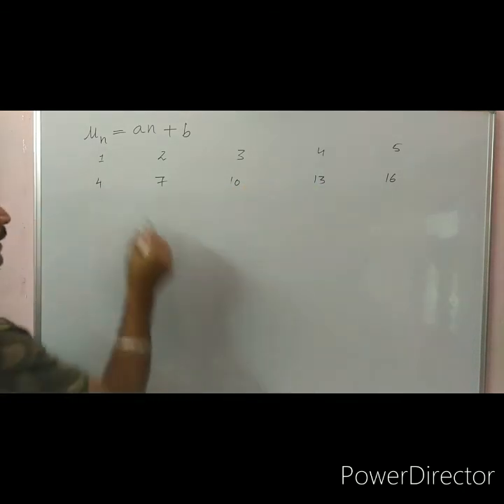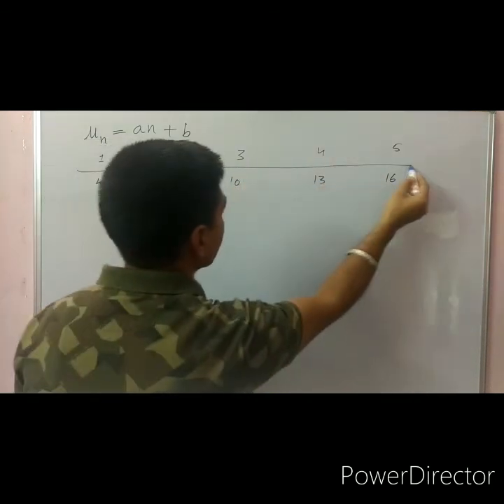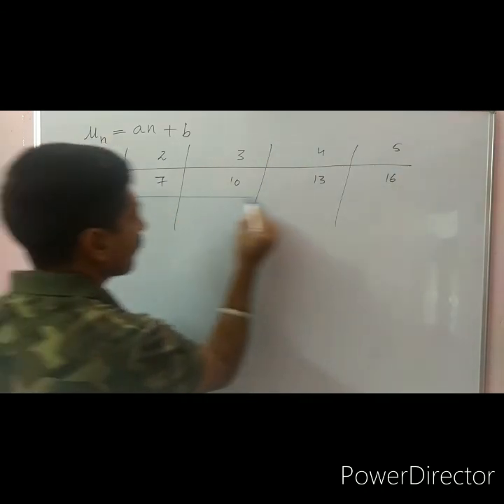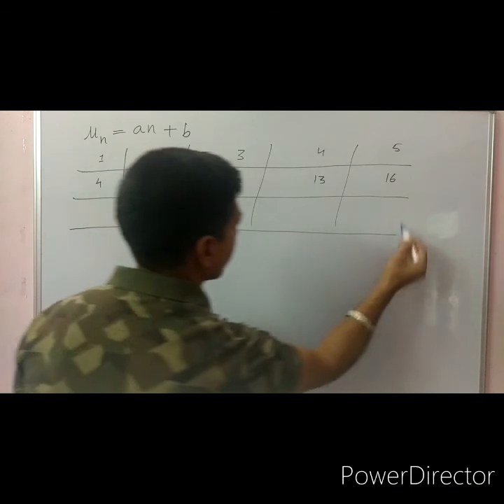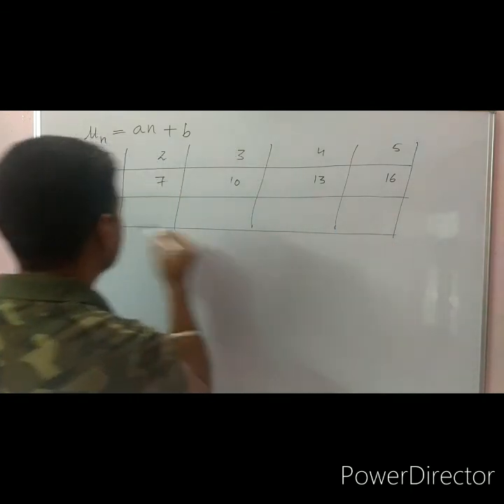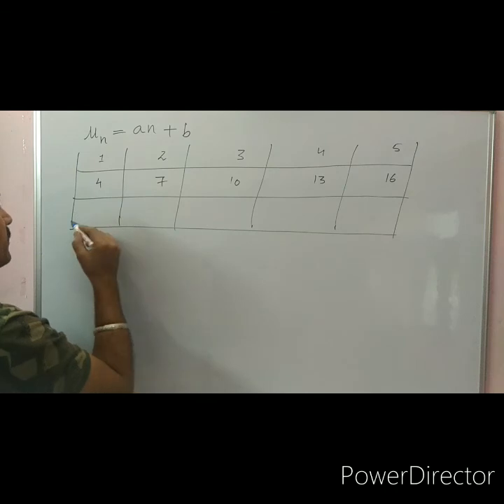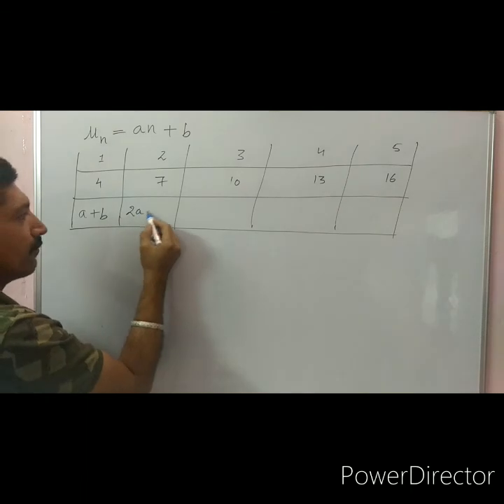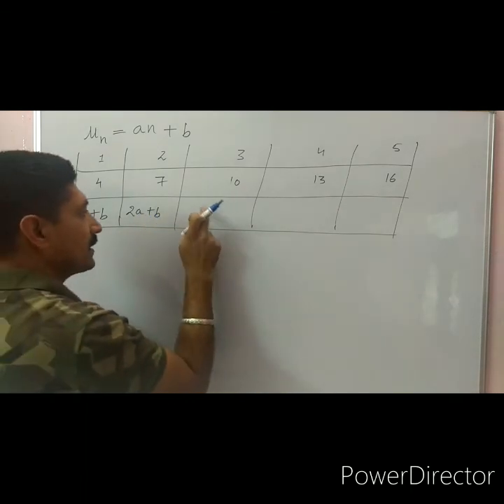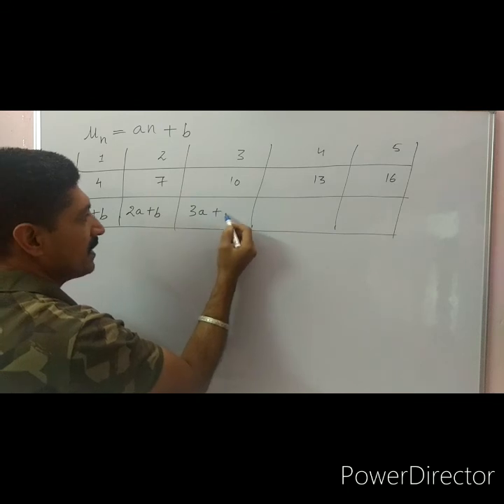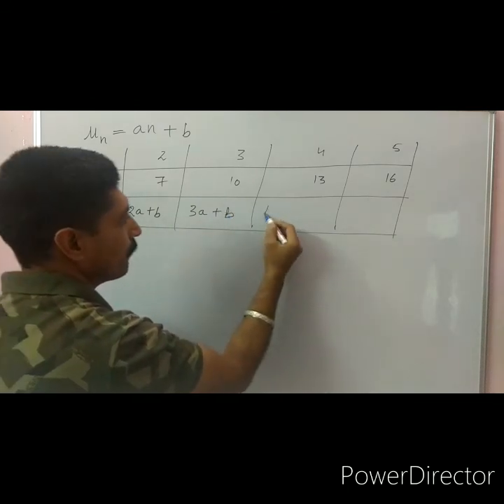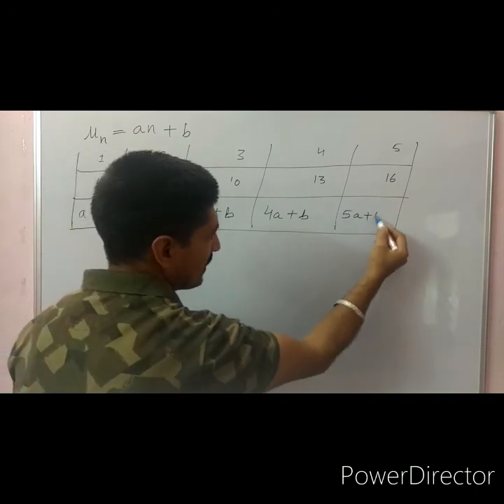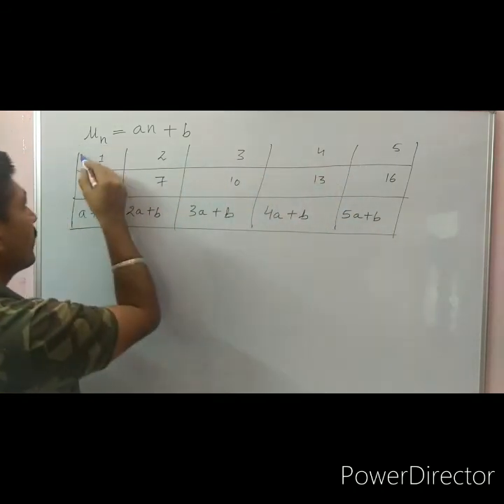We can compare these terms with, let the first term be equal to a plus b, second term is twice of a plus b, the third term 3a plus b, fourth term 4a plus b, and the fifth term is 5a plus b here.